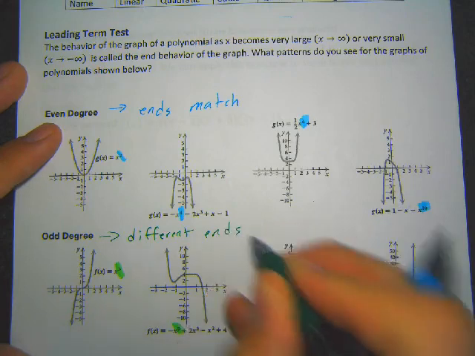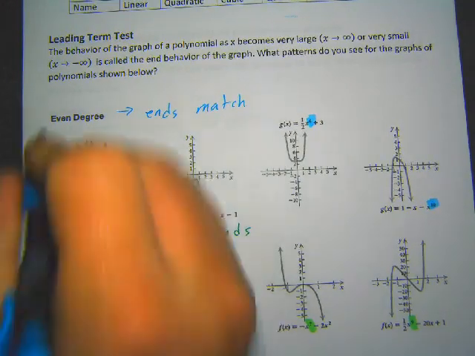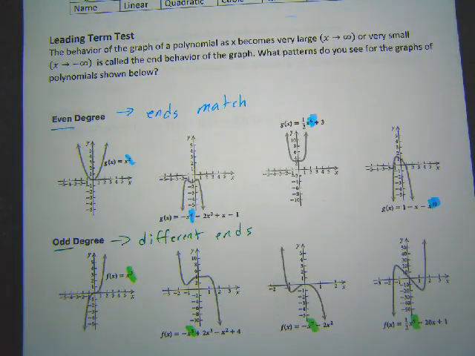Ends. So if one goes down, the other one goes up. If one goes up, the other one goes down. That's always going to happen if they're odd. So odds are always going to be different. Evens are always going to be the same.